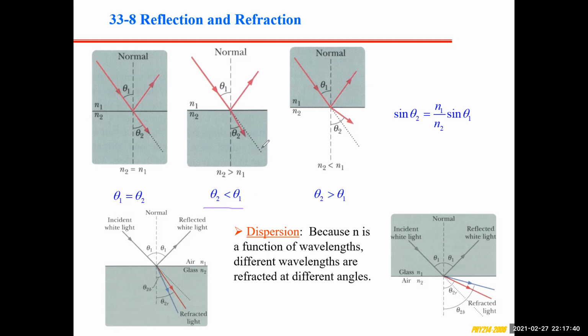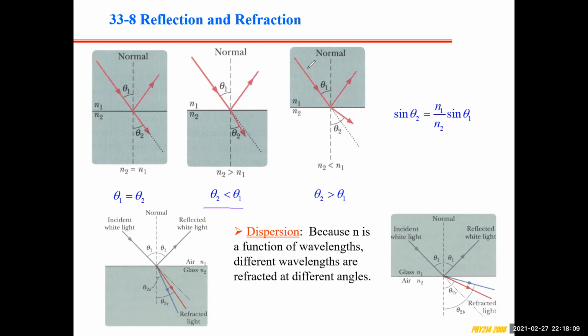Again, by applying n1 sine theta 1 equals n2 sine theta 2, when n2 is greater, theta 2 has to be smaller, just so that n1 sine theta 1 equals n2 sine theta 2. Meaning that when you have a light ray going from a lower index of refraction to a material that has a higher index of refraction, the refracted ray will be bent toward the normal.